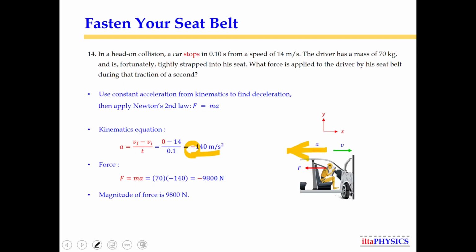Let's calculate the force that created this acceleration, the force the seatbelt applied to the driver, using F equals ma. If we multiply the mass of 70 kilograms by the acceleration of negative 140, we get negative 9,800 newtons. The negative sign here means that the seatbelt applied force in the backward direction to prevent the driver from being thrown forward. Since the problem asks for the magnitude of the force, you can answer 9,800 newtons, excluding the sign.